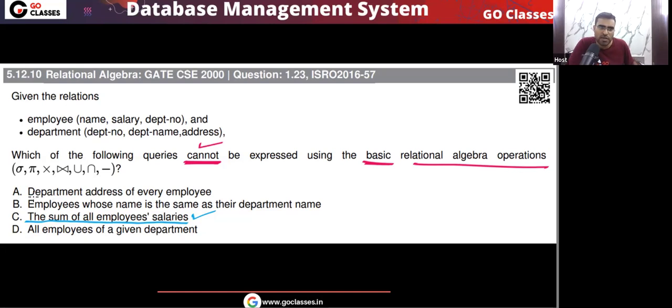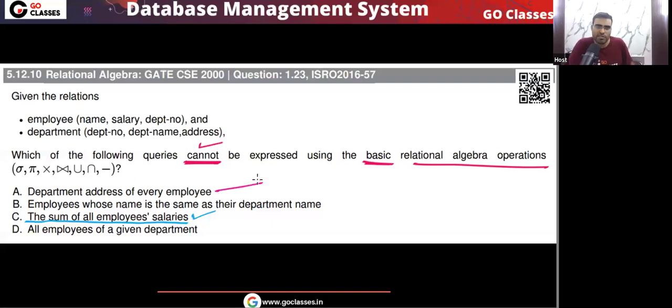Remember, you can do this. Department address of every employee. For every employee, what is the department address that you can easily find? Yes or no? By joining these two tables, we can find the department address of every employee. For option A, you can join these two tables and find, for every employee, the department number and the address of the department. Just do the natural join. That is your answer. Yes or no?